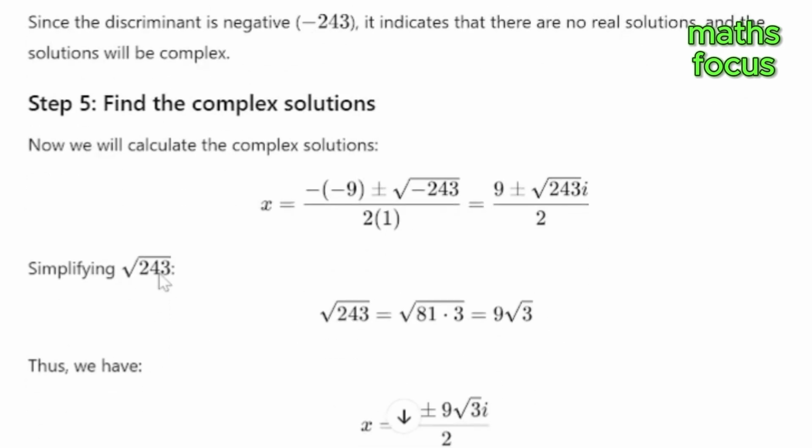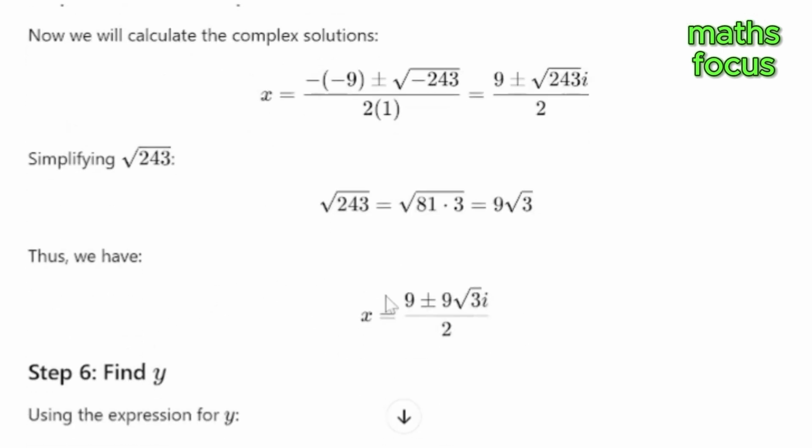Then we want to simplify the square root of 243. Square root of 243 is equal to square root of 81 multiplied by 3. And then square root of 81 is 9. Then root 3, so we have 9 root 3. Thus, we have x is equal to 9 plus or minus 9 square root of 3 i, divided by 2. This is the value of x.